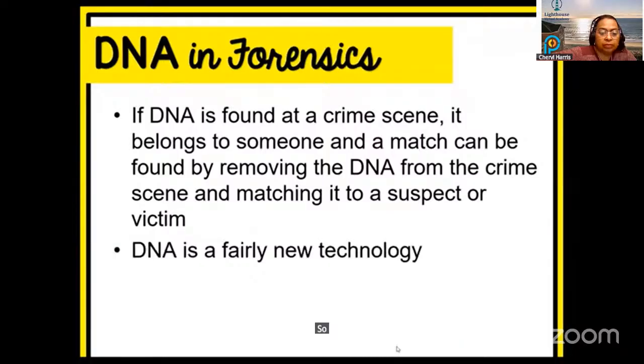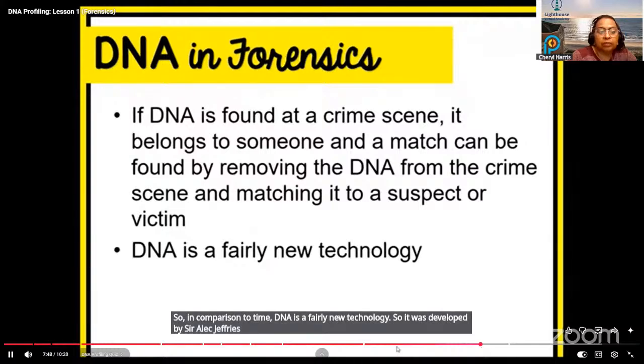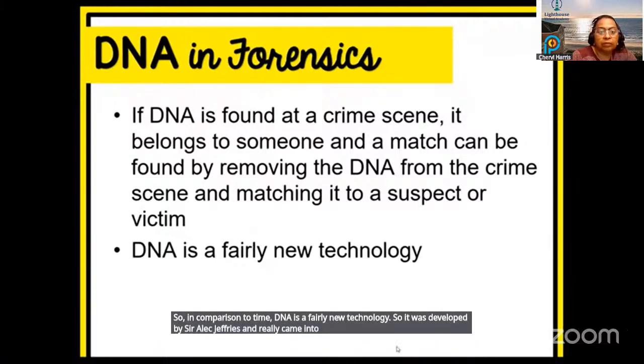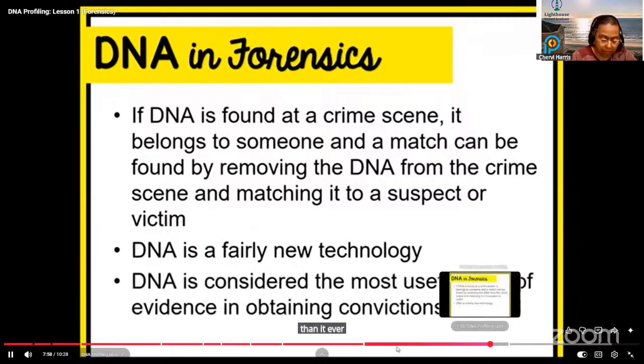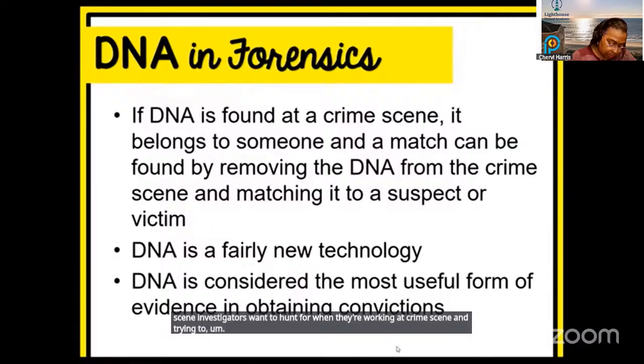So in comparison to time, DNA is a fairly new technology. It was developed by Sir Alec Jeffreys and really came into play in the world of forensics in the early 90s. And we've been using it ever since. DNA to this point is considered the most useful form of evidence in obtaining convictions. So it is definitely something that crime scene investigators want to hunt for when they're working a crime scene and trying to collect evidence.